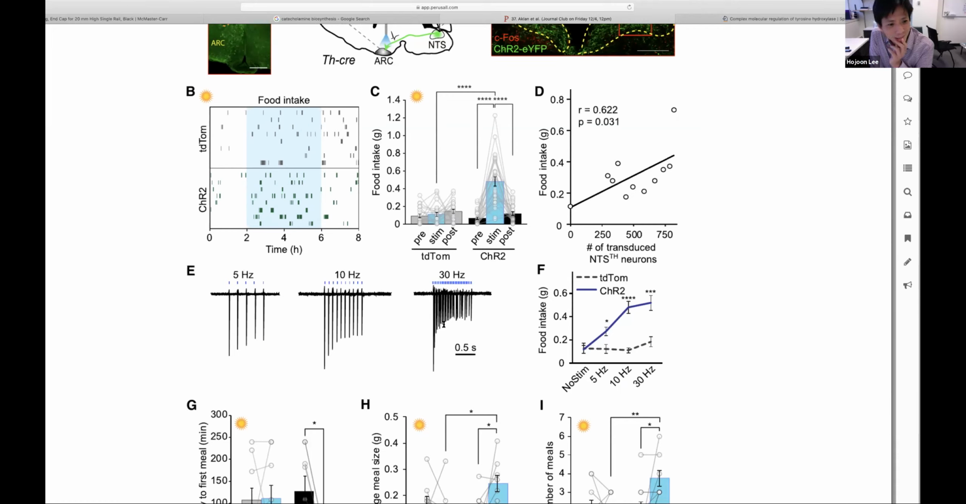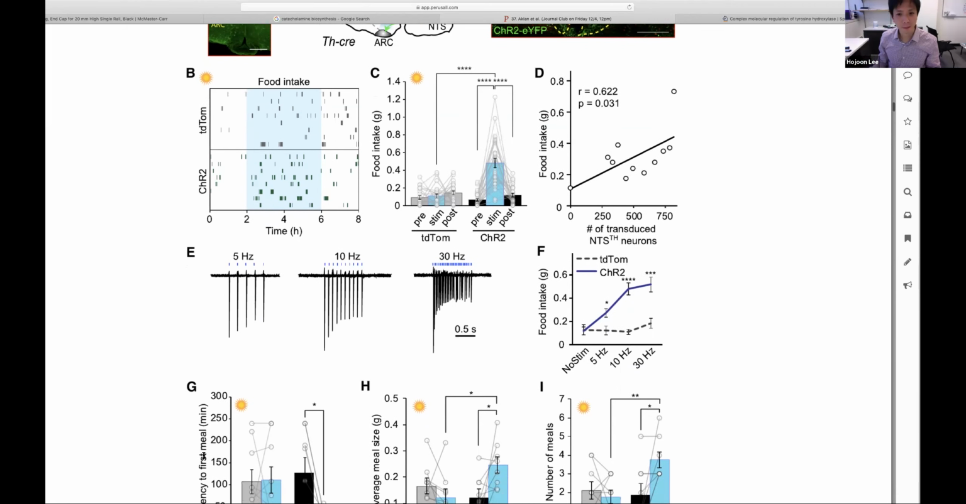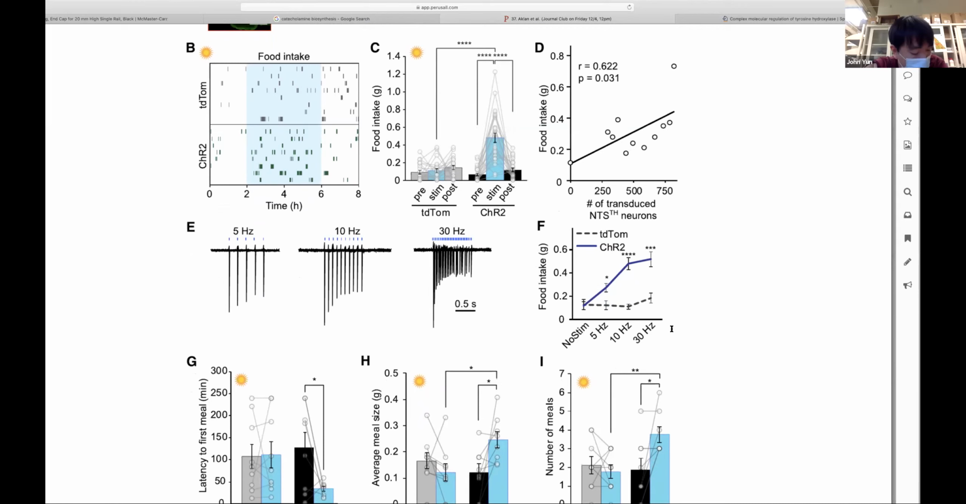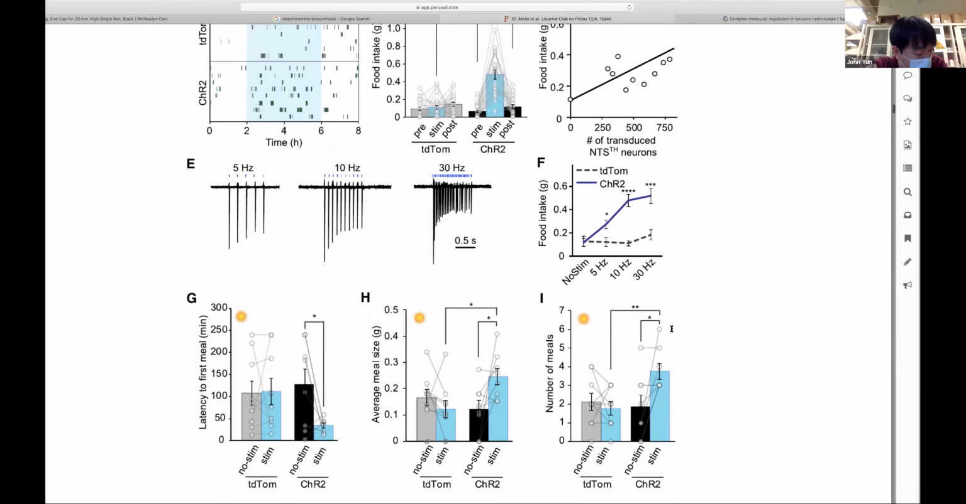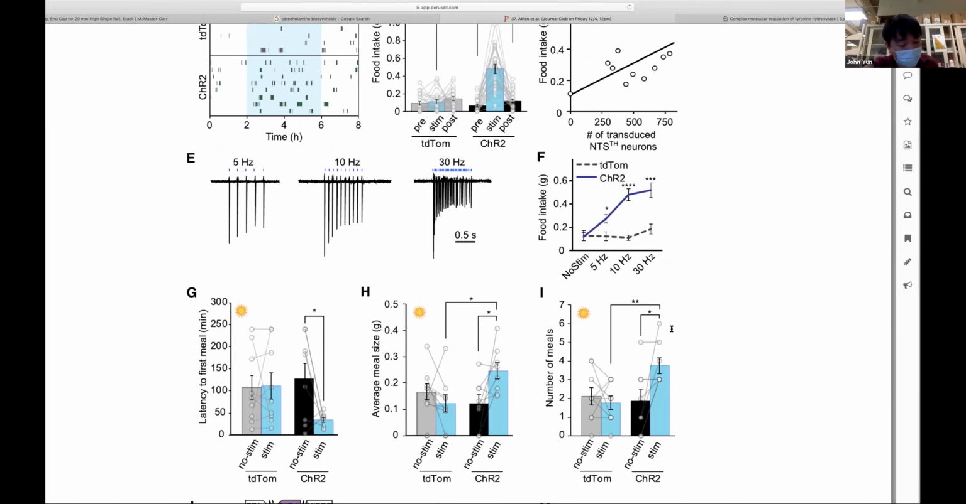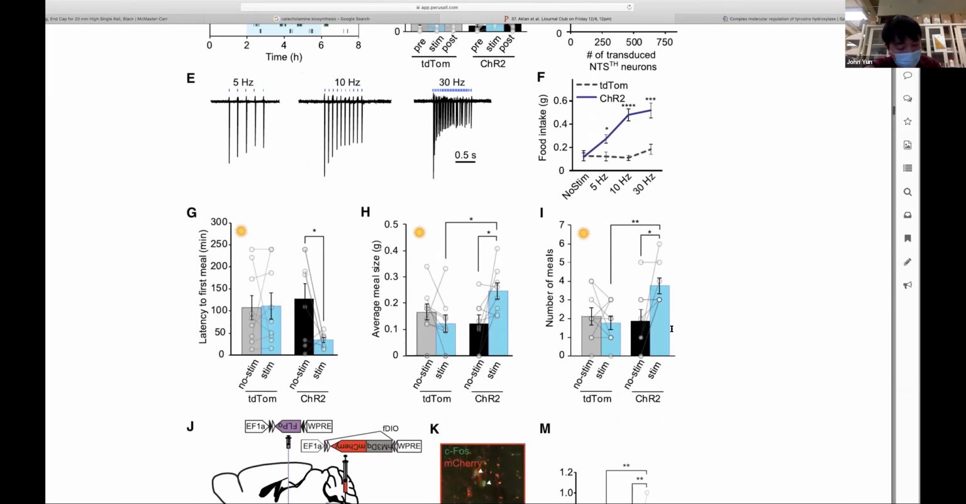And yeah, then they also try different frequencies. In E, they tried 5 hertz, 10 hertz, and 30 hertz with light stimulation, and they noted that in figure F, the higher frequency led to higher food consumption.